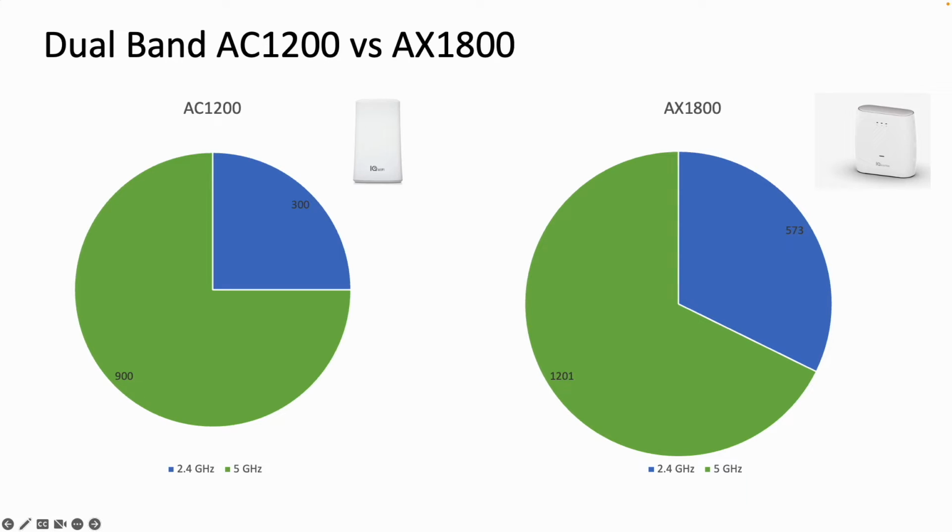Very much the same idea we have going on here with AC1200. AX1800 is the sum of both 2.4 and 5 gigahertz. AX1800 means 574 megabit speeds on 2.4 plus an additional 1201 megabits at 5 gigahertz. Keep in mind again that these numbers are only achievable in perfect conditions. One thing to hang our hat on with Gen 2 is the technology that we have.